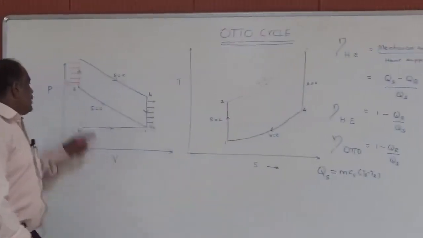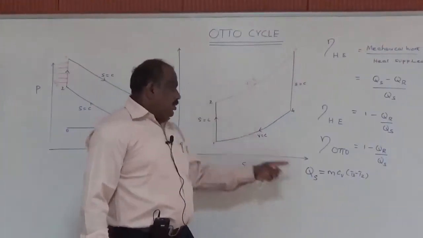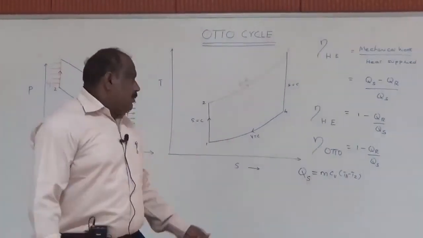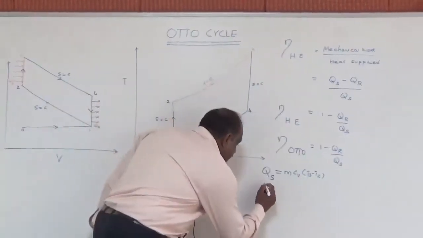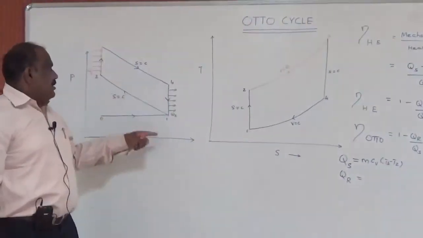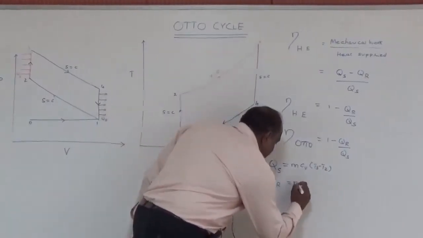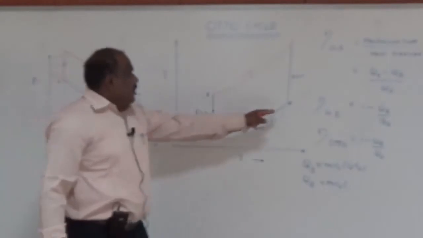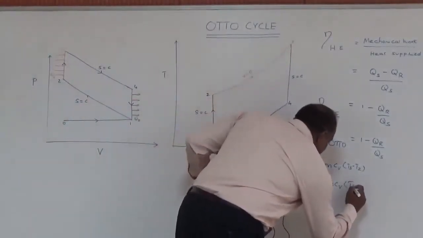The heat is supplied between the process 2 to 3. From the TS diagram, you can see that T3 is higher than T2. So Qs will be equal to mCv into T3 minus T2. We are taking only the magnitude, and the sign will be taken care of by the formula. And the heat rejection Qr, you can see the heat rejection is taking place in the process 4 to 1. So Qr is once again mCv into T4 minus T1, because the temperature at point 4 will be higher than the temperature at point 1. So it is T4 minus T1.